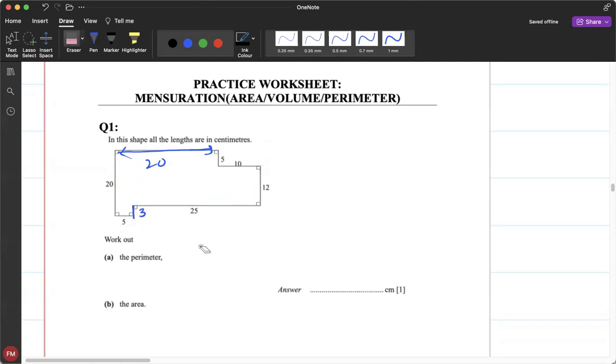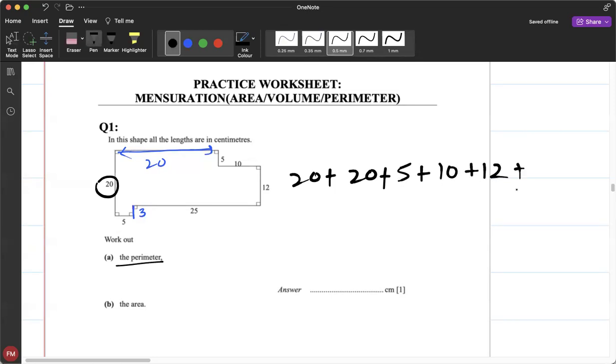Why? Because I need to figure out the perimeter. What does the word perimeter mean? Add all the sides. I said improvise. There's no formula that I can teach you for this kind of weird shape. So let's start from this side. 20, done, plus 20, done, plus 5, done, plus 10, done, 12, plus, I'm going this way, 25, plus 3, plus 5. Let's add this up. That's going to be 40, that's going to be 50, 75, 80. This would be 95, and that's going to be 100. So this comes out to be 100. Please bear this in mind. This is a paper 1 question. That means a calculator is not allowed.